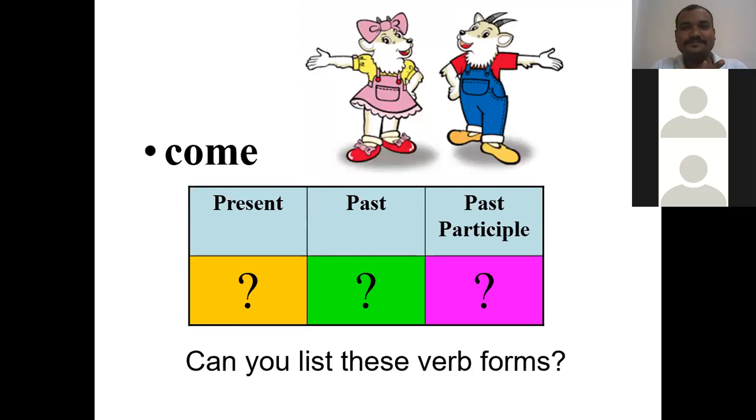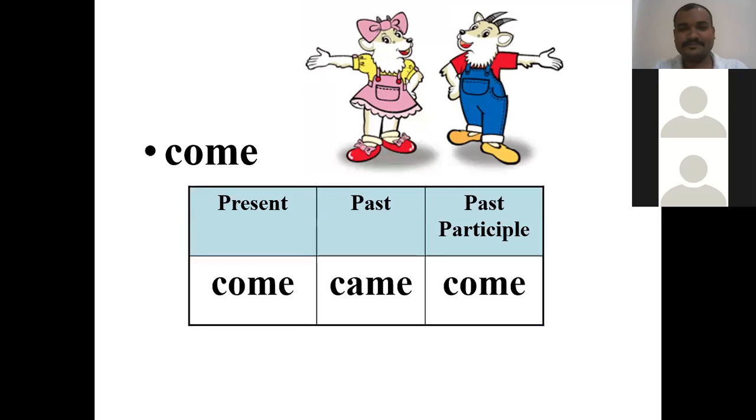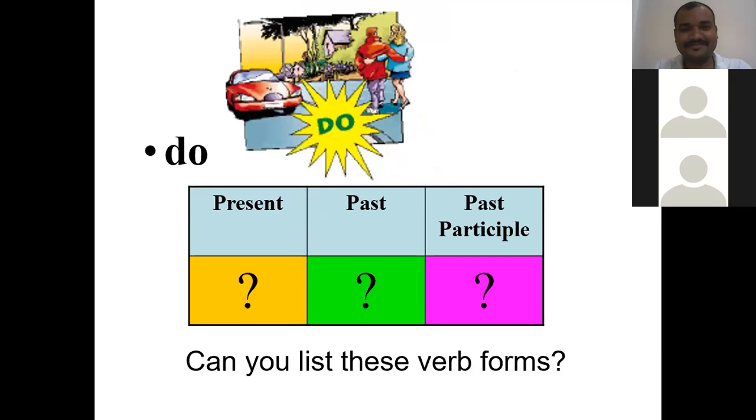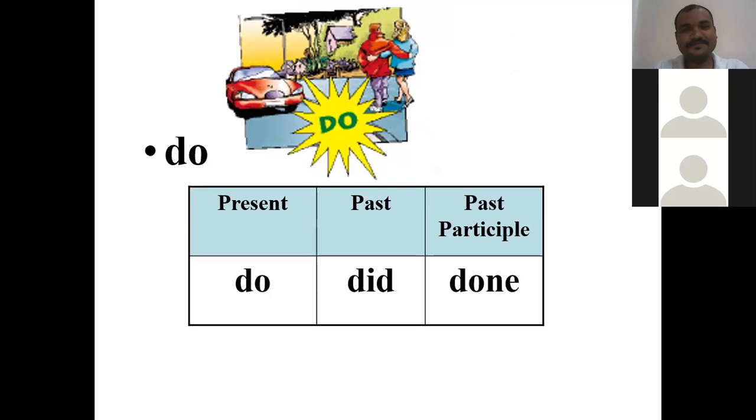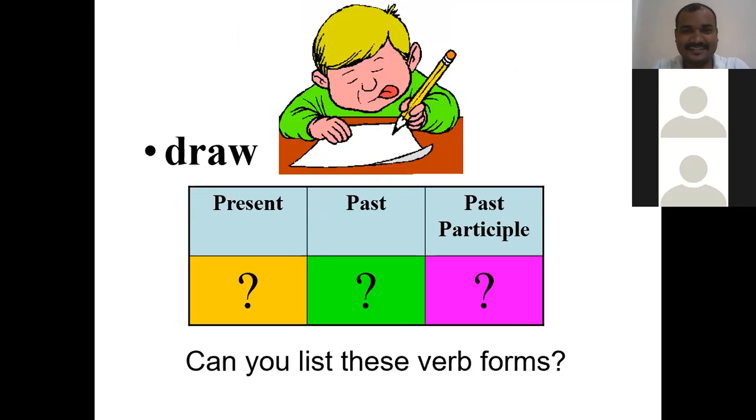So, come. How about the come verb? Come, came, come. Come, came, come. Do, did, done. That's why it's confusing. Do, did, done.